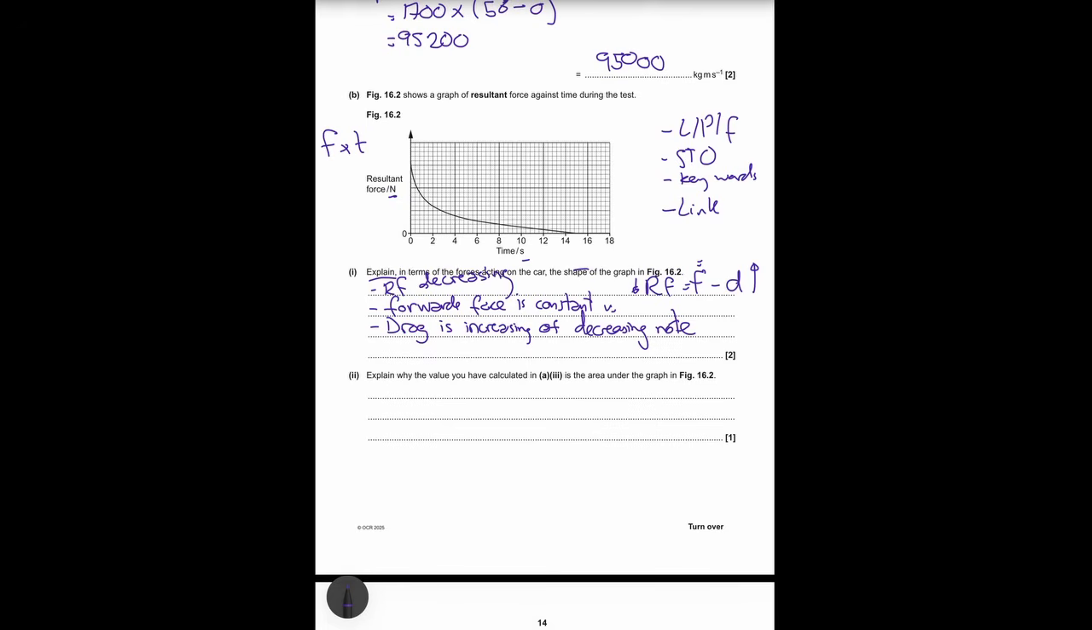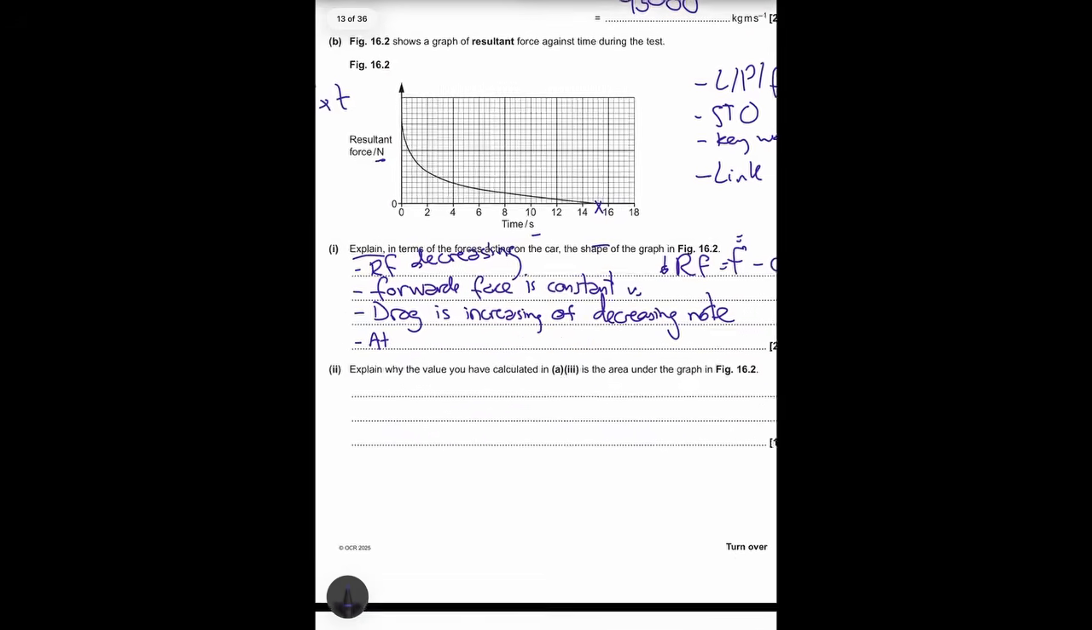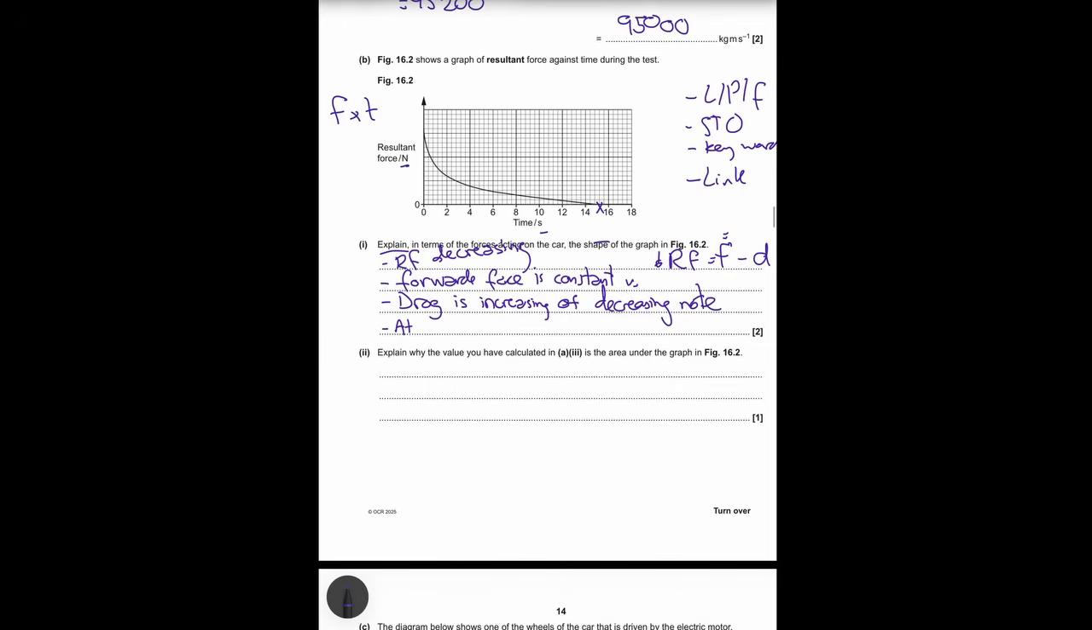And then is there any other significant points on the graph that I can talk about? Well, here, the resultant force is going to be 0, and I might as well use numbers from there. So it's at about 15 seconds. On the real exam, I can't zoom in, I mean, look closer, I should have said. So at about 15 seconds, the resultant force is going to be 0. I can just see that from the graph.